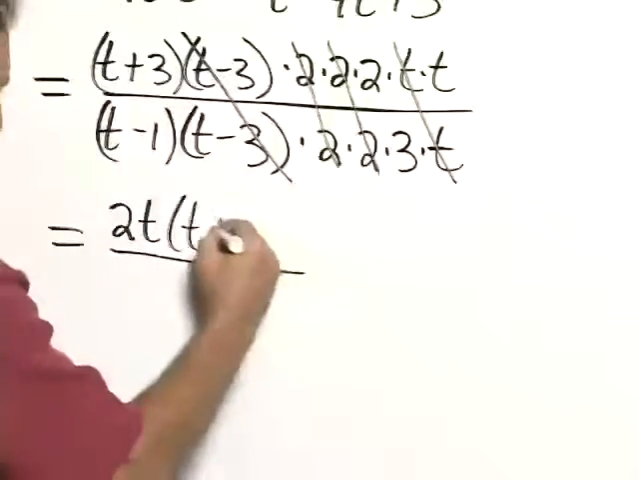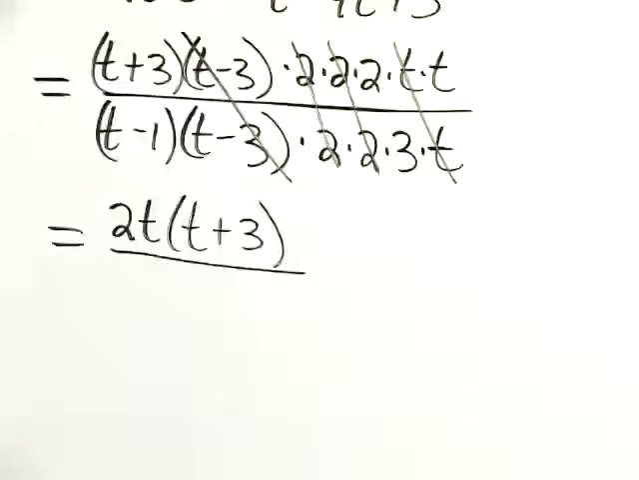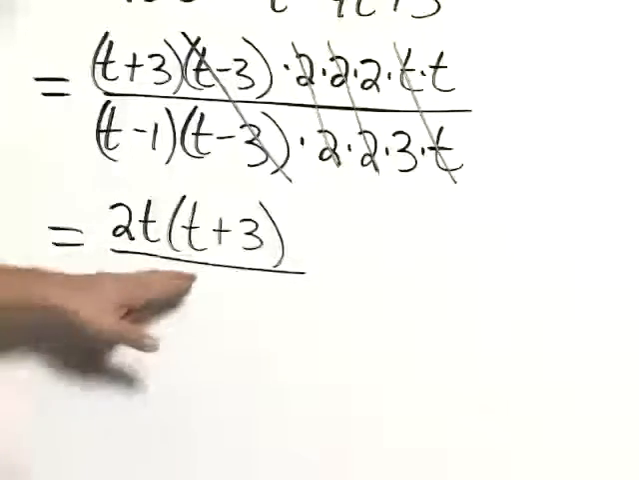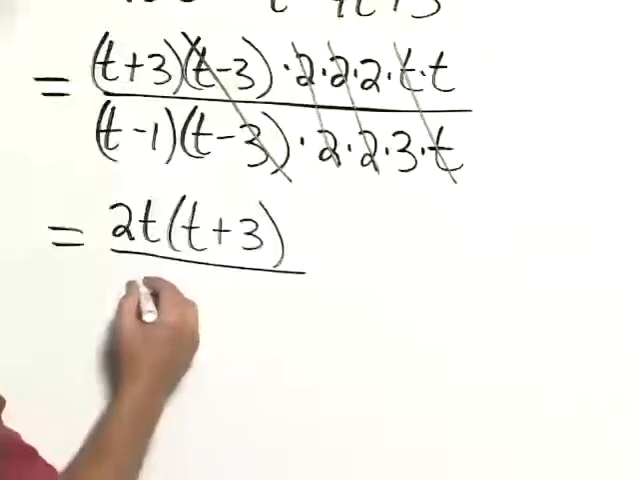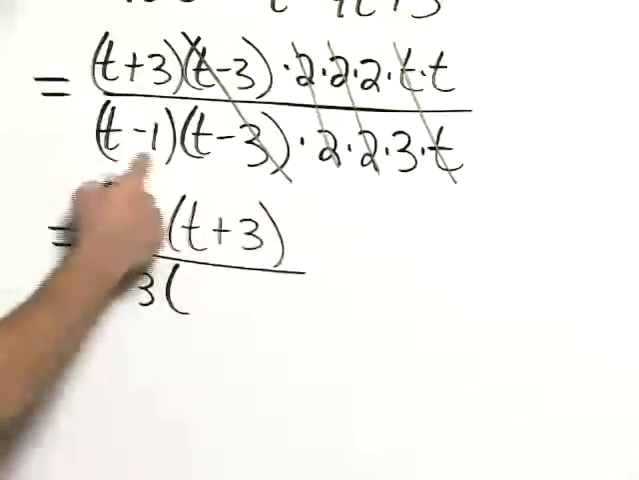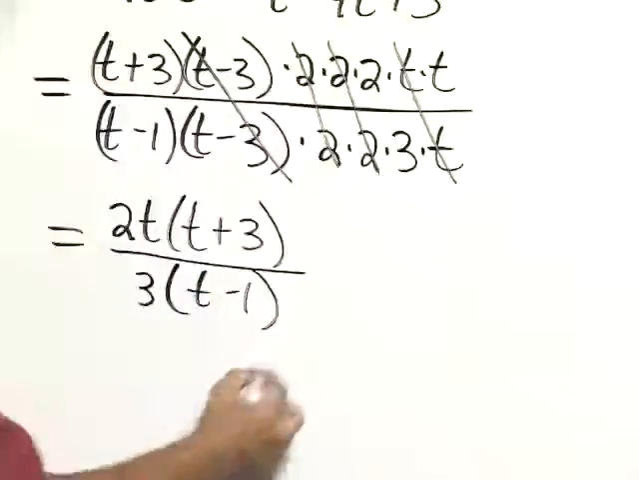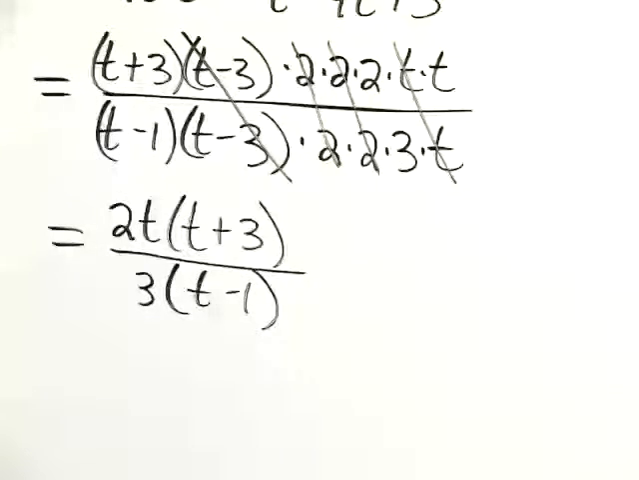plus 3. And the common practice is, of course, to write the 2t first and then that which is in parentheses next. So in the denominator, we see we have a 3 and then times t minus 1. So our final result is 2t times the quantity t plus 3 divided by 3 times the quantity t minus 1.